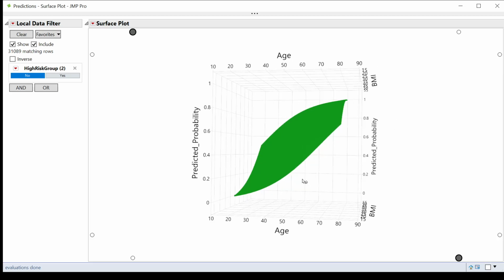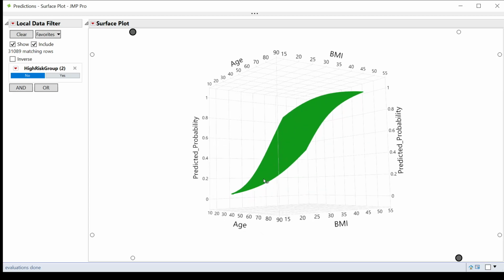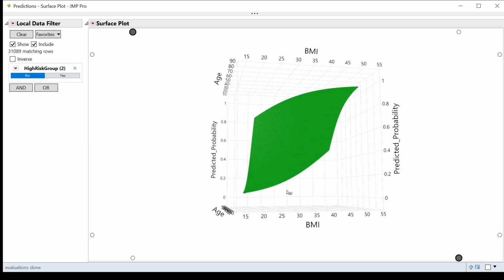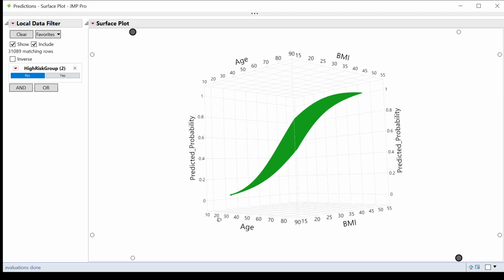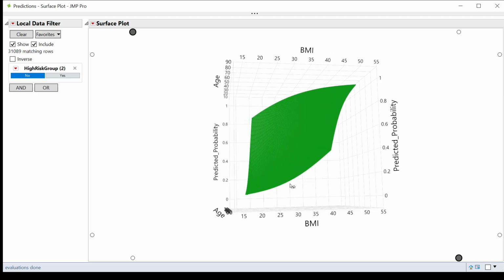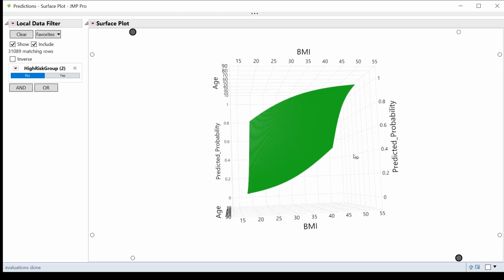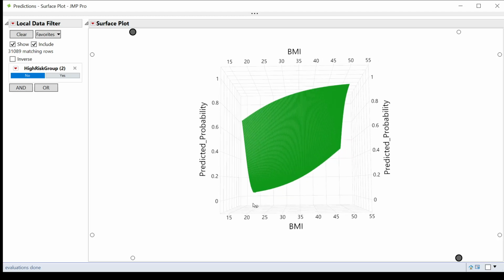If we turn this and try to understand the effect of BMI now, notice that the younger ages are in the back on the surface. So again, here's the effect of BMI for younger people. Once we hit about 35 BMI or higher, then our predicted probability really starts to take off.